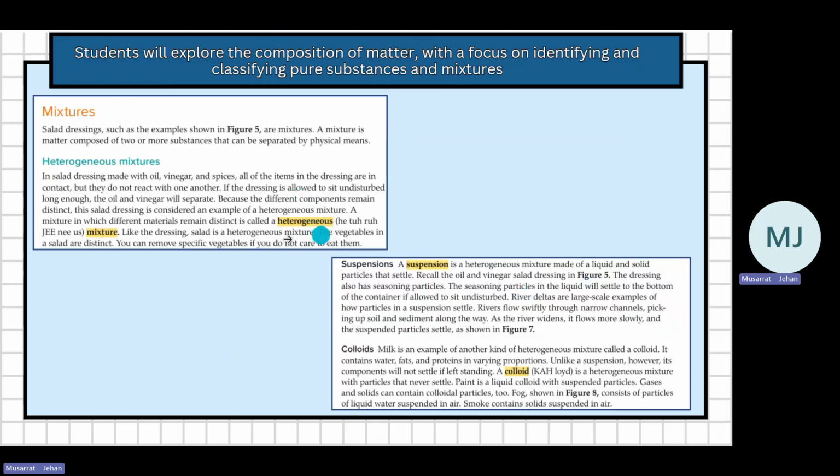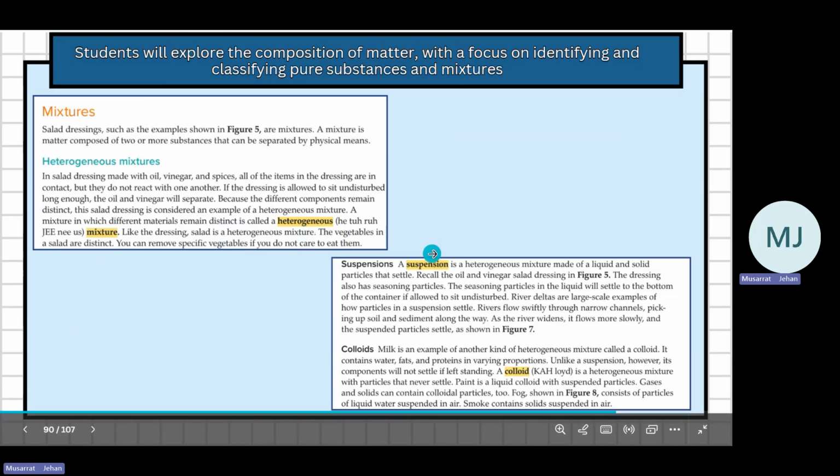Mixtures can be heterogeneous, and what are heterogeneous mixtures? In salad dressings made with oil, vinegar, spices, all of the items in the dressing are in contact, but they do not react with one another. If you leave it undisturbed for some time, it is going to settle down. And you can make out it's not uniformly distributed. So that is a heterogeneous mixture, in which different materials remain distinct. You can see them distinctly. Like dressing salad, vegetables in a salad are distinct.